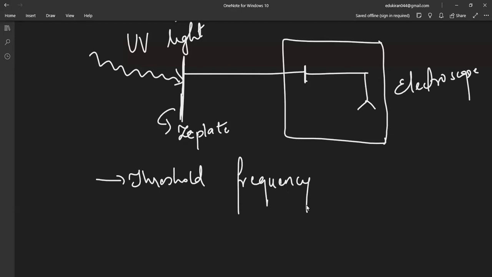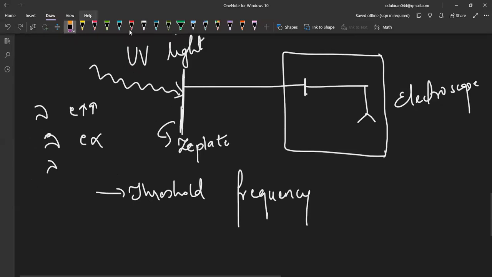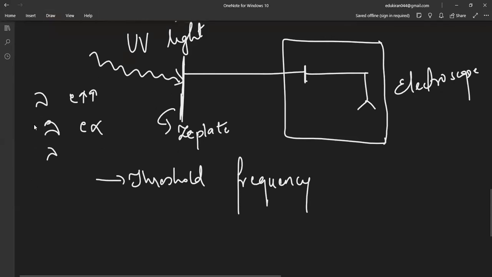All right. What did they notice? That when a frequency was set, electrons used to get ejected. If a frequency a little less than this was set, electrons did not get ejected. Only when it was equal to or greater than this, electrons were ejected. Right? If it was less than this, they were not ejected. If it was greater or equal, then only electrons were ejected. So they were the ones who gave the definition of threshold frequency.